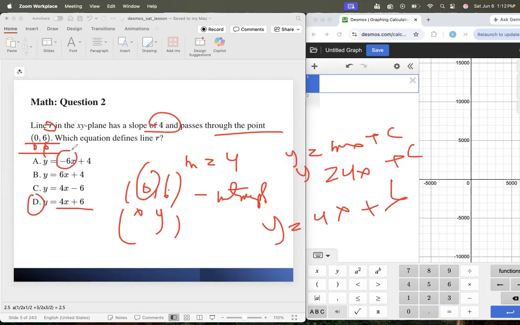You can see, you can eliminate options because they've given you the gradient. And the intercept is 6. It can't be negative here. It has to be positive. And therefore, D is your right answer.